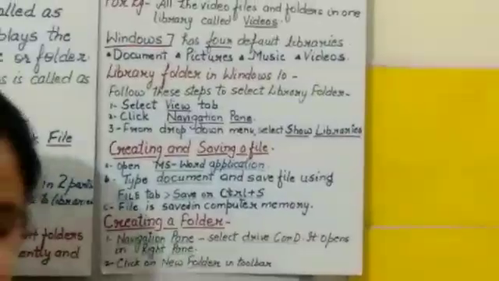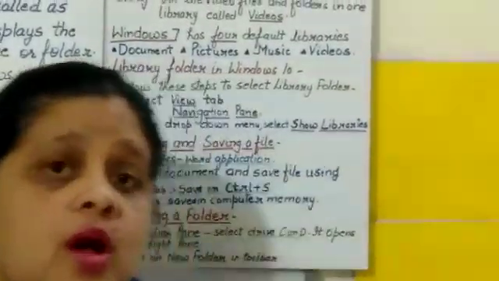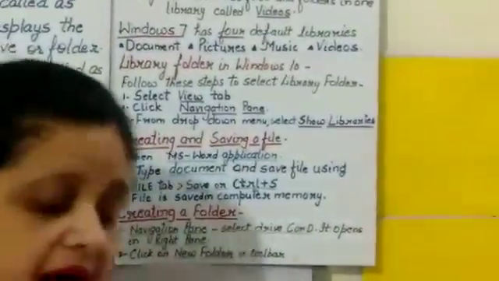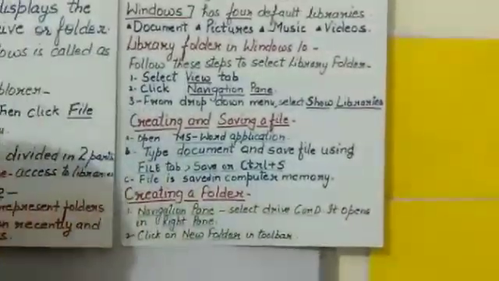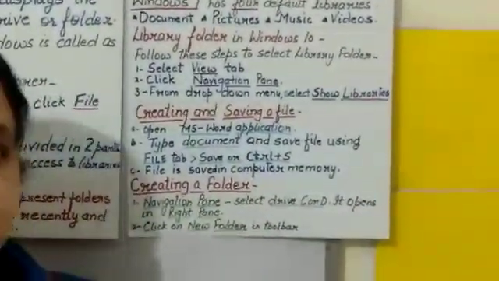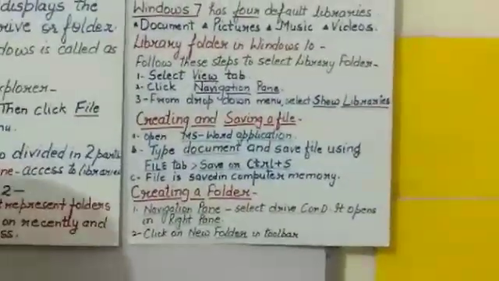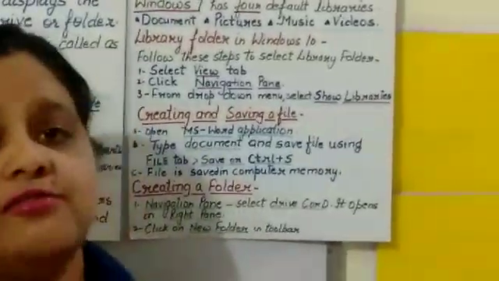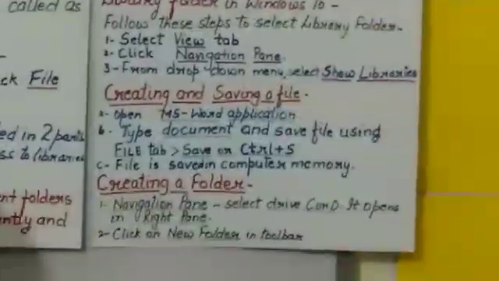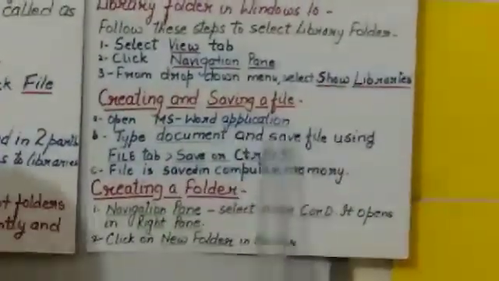Now, in your book there are many things given. Learn about various operations on files and folders in the following sections. So, how do these files and folders work? How do you operate on them? The details are given in your book. One by one we will be learning all. First of all, the heading is creating and saving a file. Create means how to make a new file or save a file.